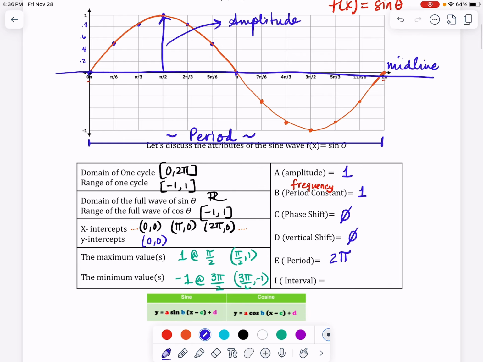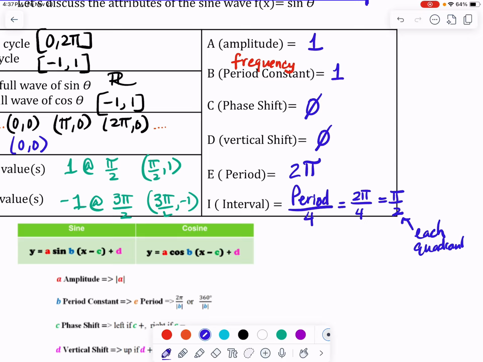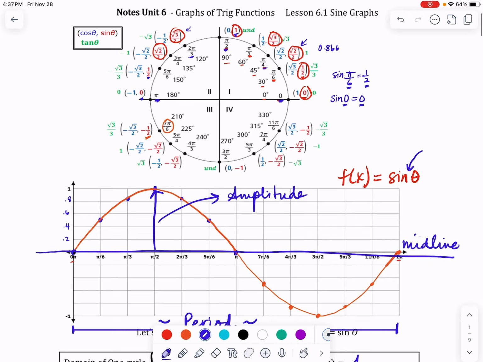Interval is what we're going to use for sketching purposes. What we do is we take the period, let me write period here, and split it into 4 parts, one for each quadrant. In this case, it's 2 pi divided by 4, which is pi over 2. So this automatically refers to each quadrant. You can see each quadrant is represented by 90 degrees or pi over 2, which is normal for the parent function.